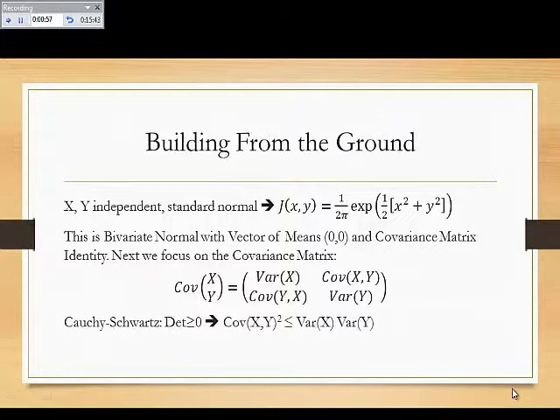So first, when we have independent standard normal densities, then the joint density is 1 over 2 pi times e to the minus 1/2 times x squared plus y squared, because the joint density is just the product of the two marginals, because these are independent. So for independent random variables x and y, the joint density is the product of their separate densities. So this is a bivariate normal, and the vector of means is 0, and the covariance matrix is the identity. That we want to explain.